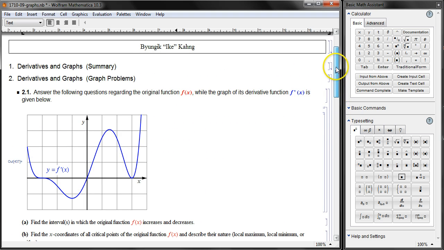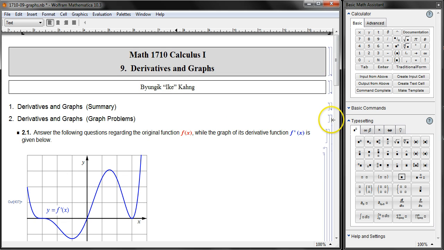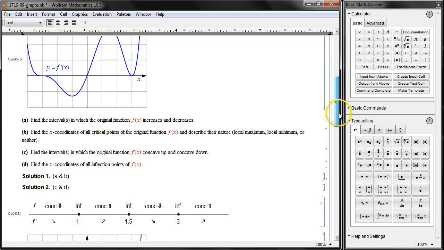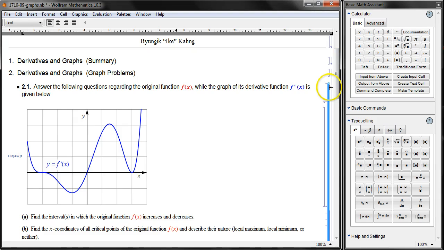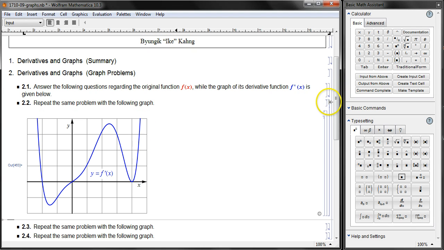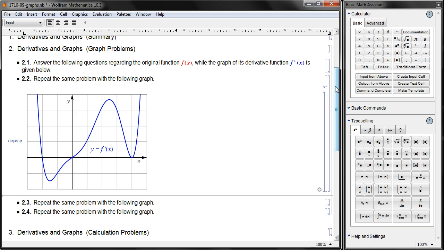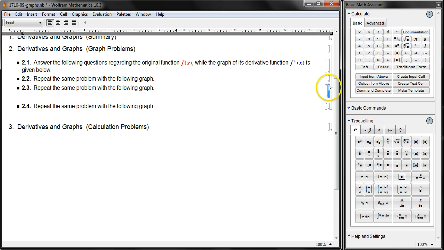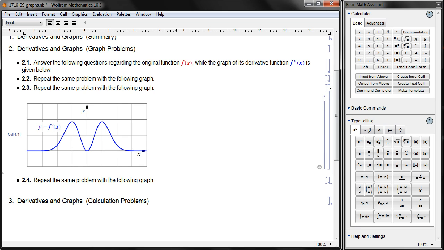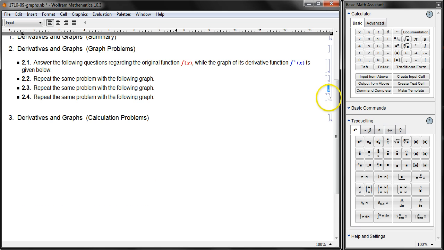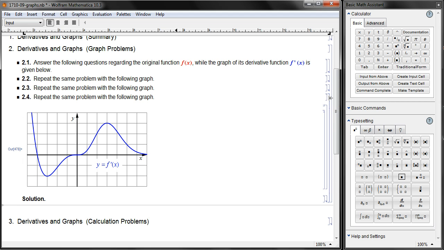That concludes a sample problem on derivatives and graphs when the graph of the derivative function is given. There are several other similar problems here with slightly different graphs, and you repeat the same thing. I'm going to leave these problems to each individual student. One more of that. This one looks like it has a solution.